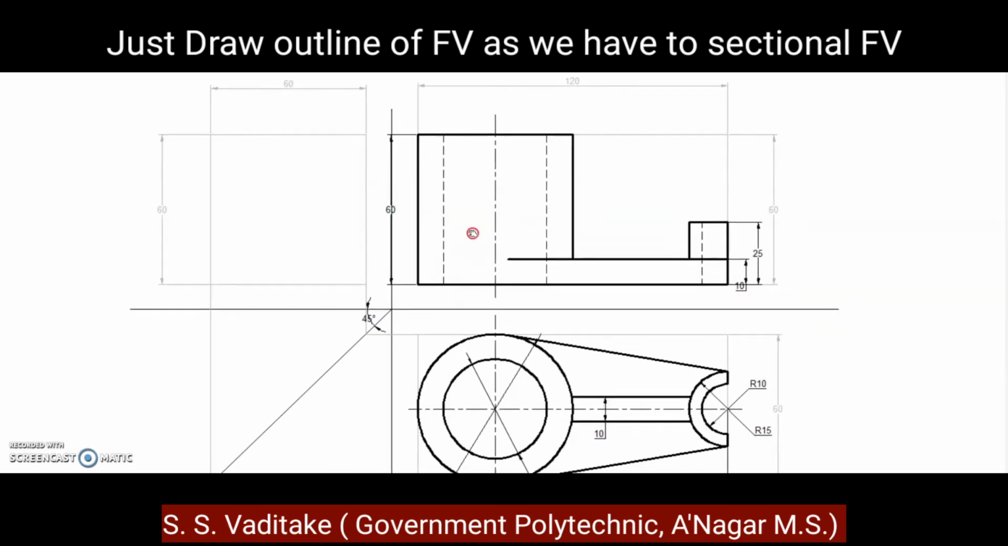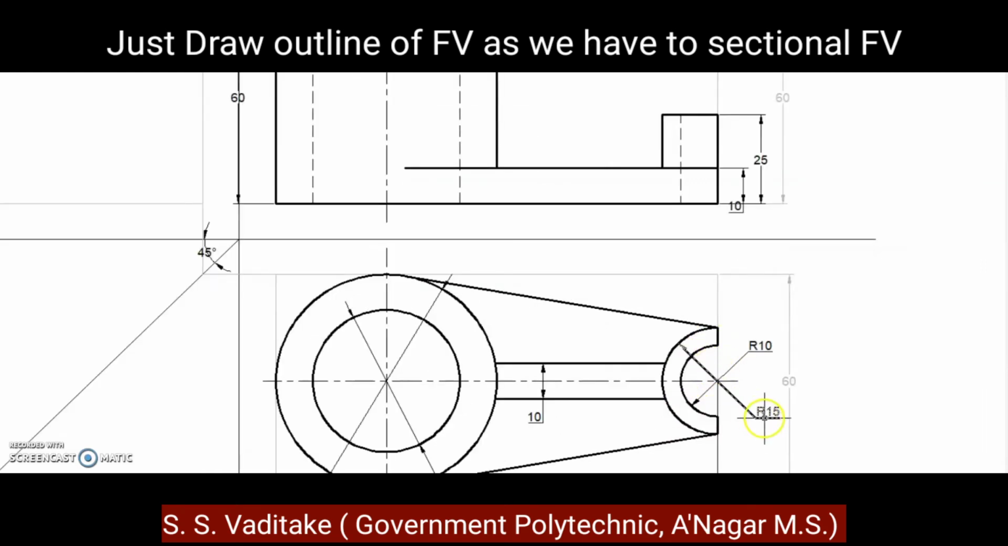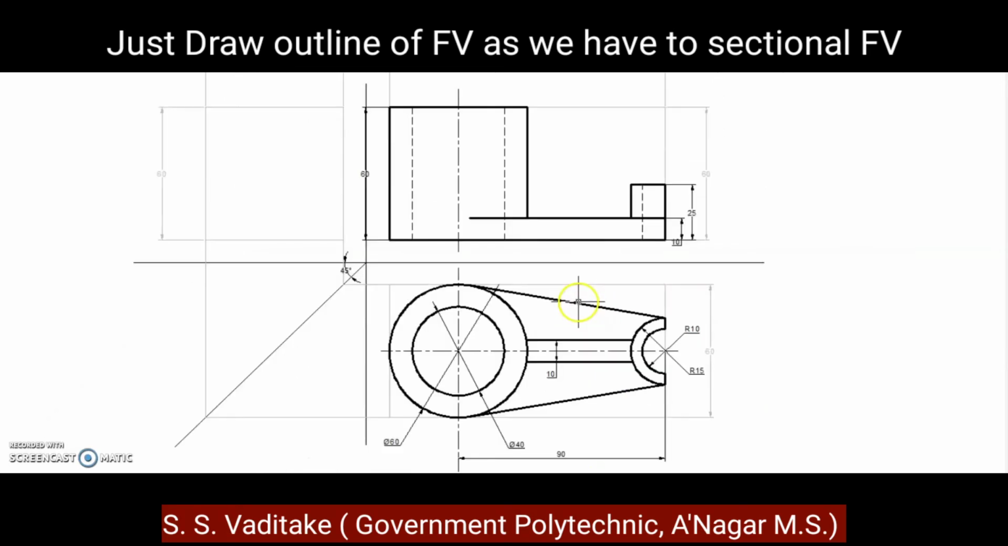Then consider this portion. Again, if you observe in top view, it is a semi-cylindrical portion having outer radius 15 millimeter, inside radius 10 millimeter, and having its height of 25 millimeter. And this portion in front view is observed as two straight lines. If we try to match it with the top view, then this portion will be like this one here. Now still we have to show the rib.